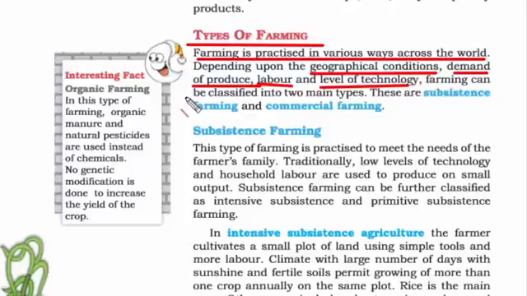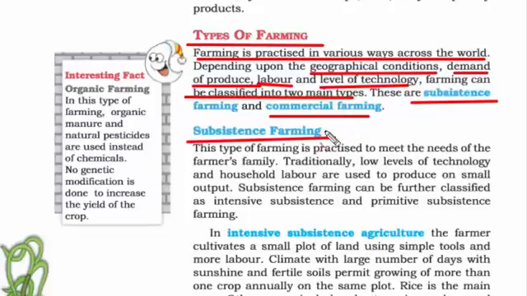Farming can be divided into two types, that is subsistence farming and commercial farming. The first one is subsistence farming. Subsistence means where minimum resources are used. That's why it is also practiced to meet the needs of the farmer's family, which means private farming. A better way of understanding subsistence farming is to imagine that you have some land in your backyard, and whatever you produce at the end of the day, you only use it to feed your family members. So this is how you'll remember subsistence farming.